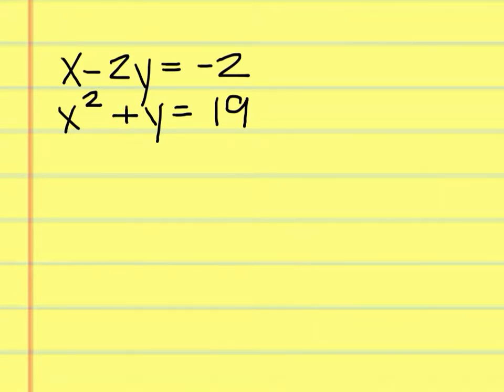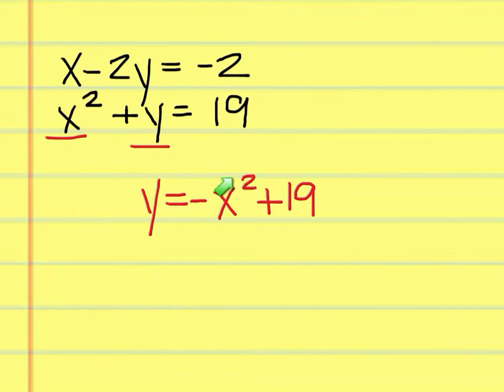What you can do is to isolate this y by keeping it on the left and moving this x squared to the right, changing the sign. You now have y equal to this expression, and you came up with that from the second equation. So plug this back into the other equation, not the one you just used. Plug this one in up here for y.